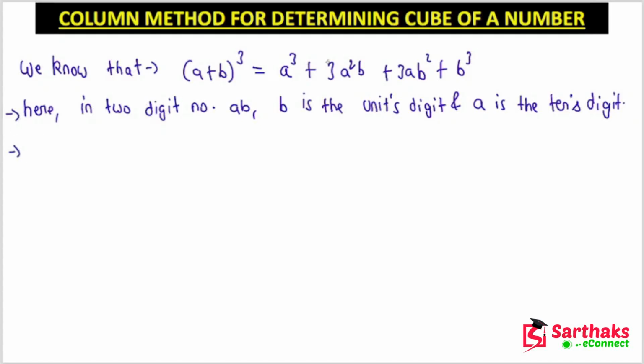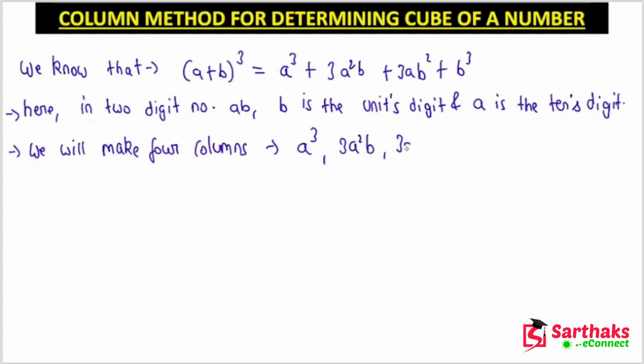We will make how many columns? 4 columns. Since its name is column method, there must be some columns involved, right? So we will make 4 columns. What are the 4 columns? The first column will have a cube in this order. Second column will have 3a square b. Third column will have 3ab square. And fourth and final column will have b cube.